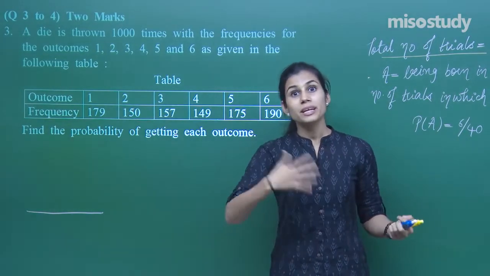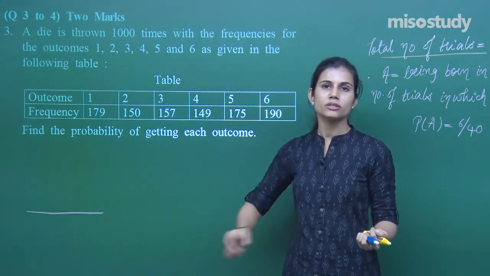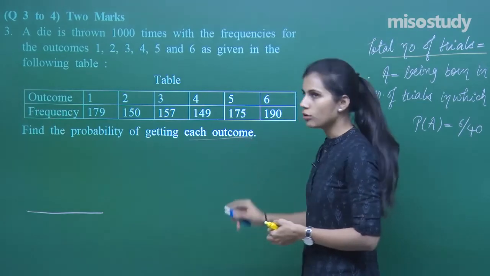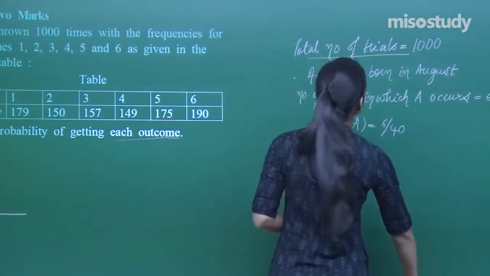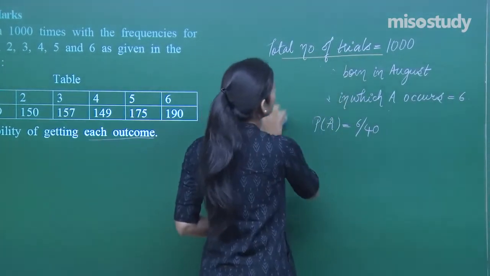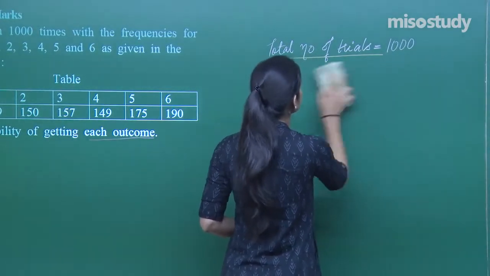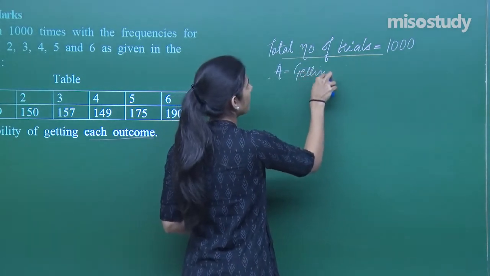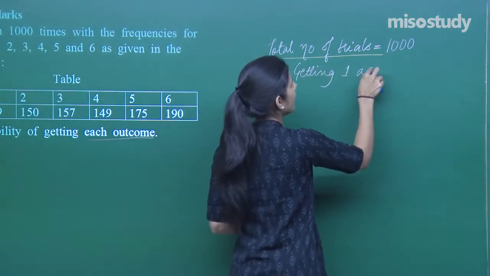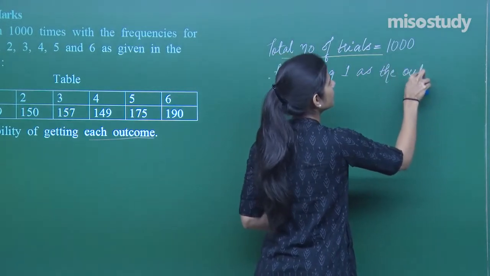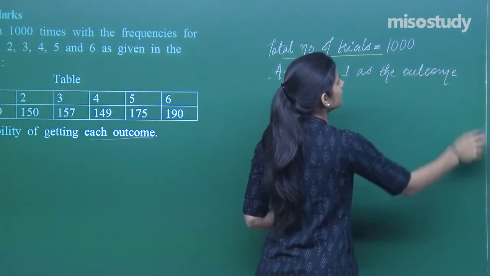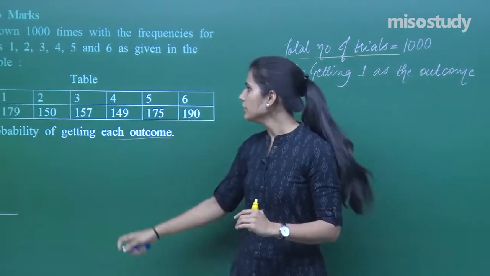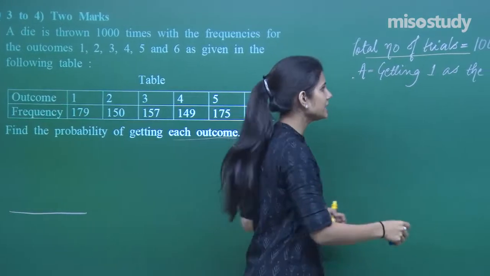Each outcome is coming a certain number of times because the die is being thrown 1000 times. What is the probability of getting each outcome? Say the total number of trials is 1000. I will be defining different events. First is event A, which is getting 1 as the outcome. Now, 1000 trials are being performed. In how many trials are you getting 1 as the outcome? You are getting 1 as the outcome in 179 trials.